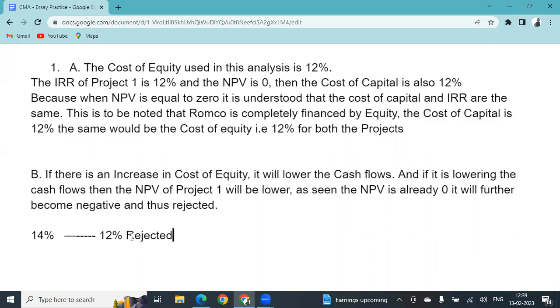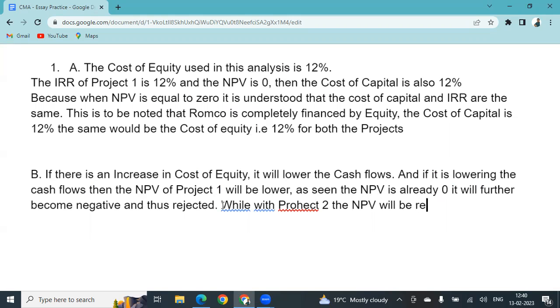You guys need to write that down. And with project 2, okay, let me just complete it for you guys for now. Let me write the complete answer. So till now, what did I write? If there is an increase in cost of equity, it will lower the cash flows. And if it is lowering cash flows, the NPV of project 1 will be lower. As seen, the NPV is already 0. It will further become negative and thus rejected. While with project 2, the NPV will be reduced, but still it will be positive.